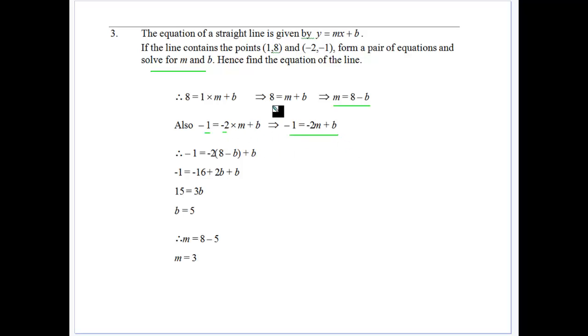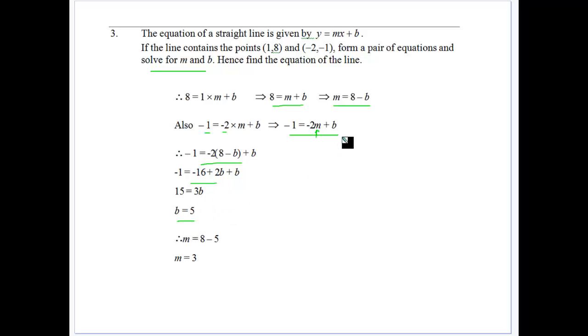Notice I've taken this equation, 8 equals m plus b, manipulated it so m is equal to 8 minus b, and I'm going to substitute in for that m. So 1 = -2(8 - b) + b. I've got an equation all in b now. That's pretty easy to solve. You've done plenty of those. Collect your terms, do your division. b is equal to 5.